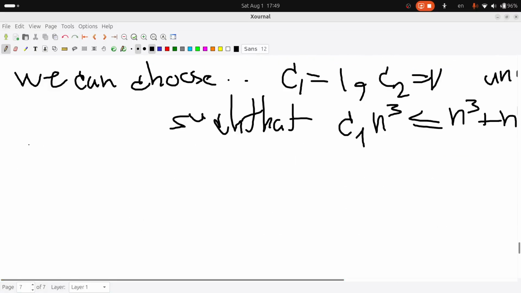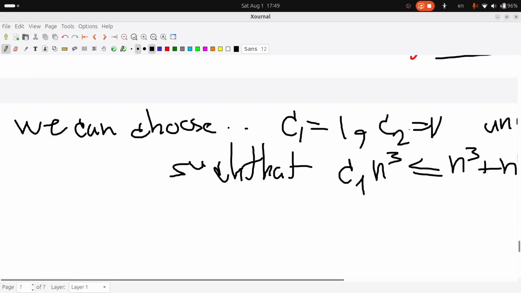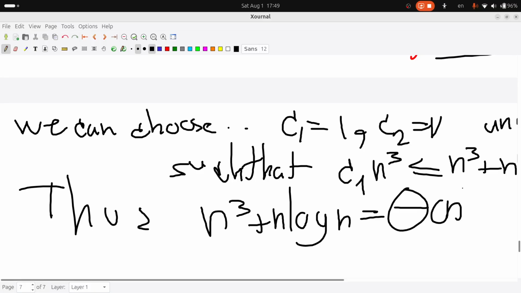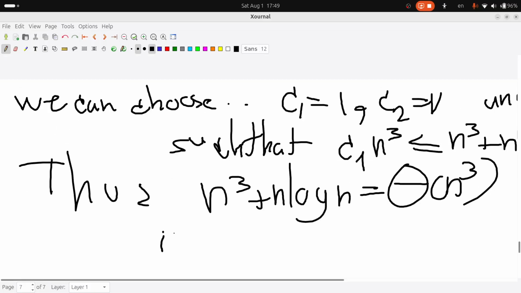And to summarize, since we proved that we can choose c1, c2, and the starting point n0, we can say that n³ + n log n = Θ(n³) is true. Yeah, we can write this.